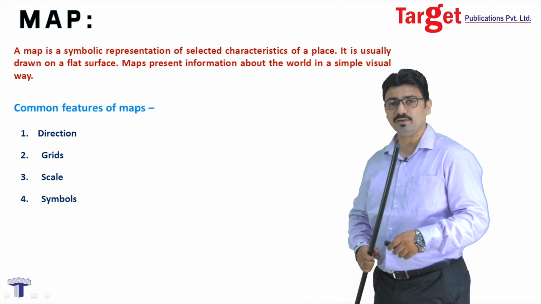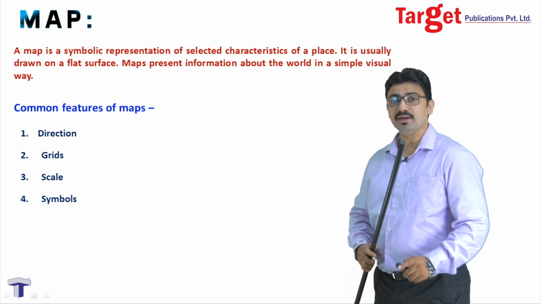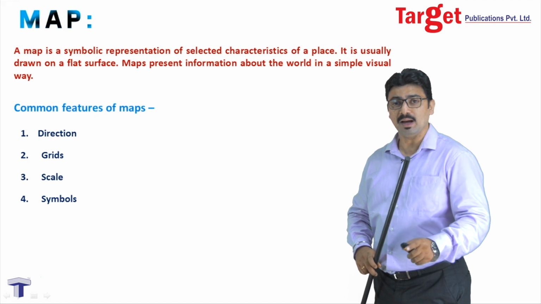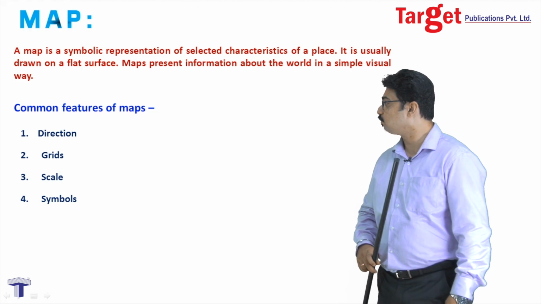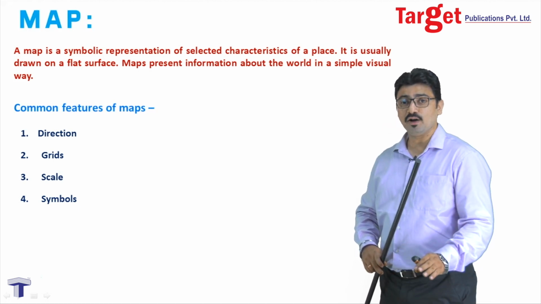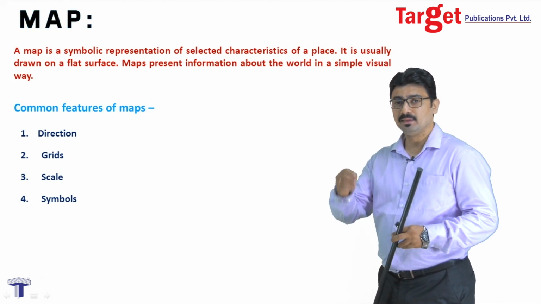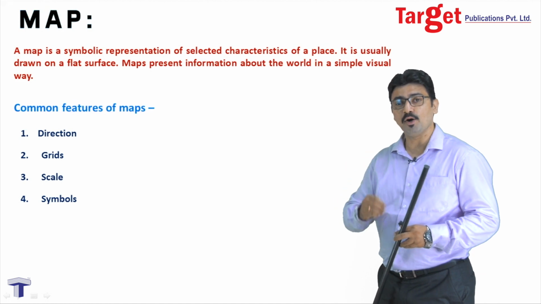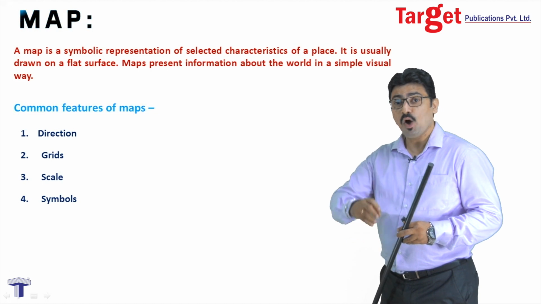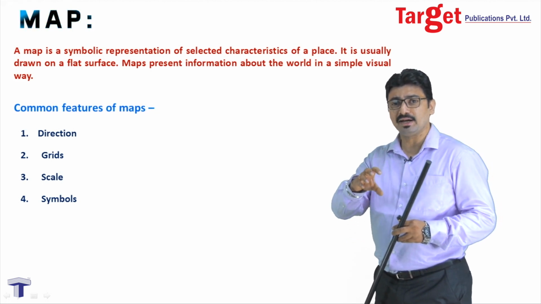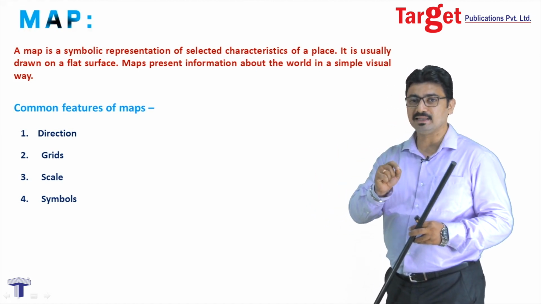So what are some of the common features of a map? Some of the common features of a map are direction. Every map has an arrow or some way of representing the four important directions. The next feature is grids. There are grids of latitudes and longitudes on most maps. They help us locate the extent of a region. The third important thing is the scale. Scale tells us how the given map is related to the real distance on the earth. This relation is highlighted by the scale.